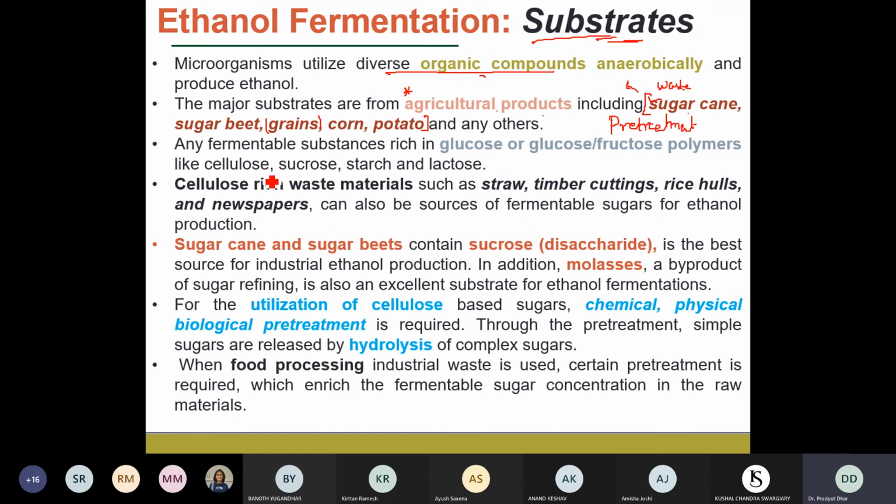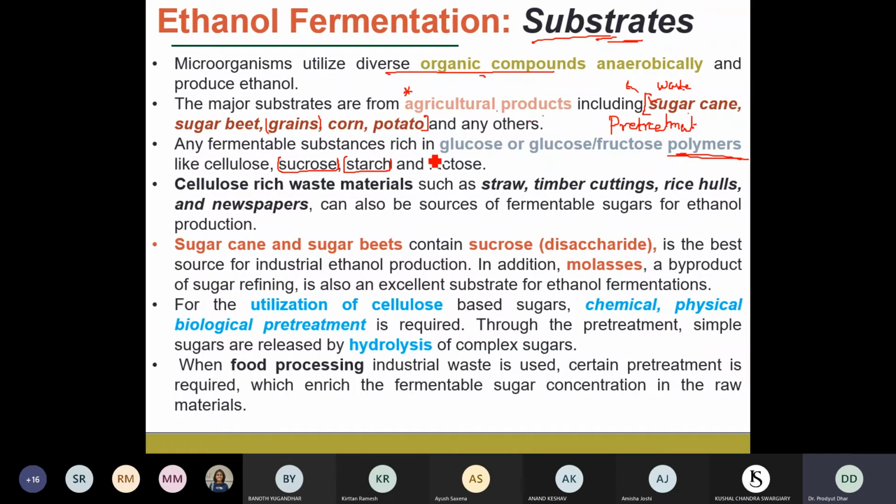So this is the agricultural rich product. Some of the fermentable substances are polymers. As I told you, polymers are nothing but long chains of monomeric units, like cellulose, which is a long chain of glucose units. Similarly, we have sucrose, and starch, which is made up of alpha glucose.